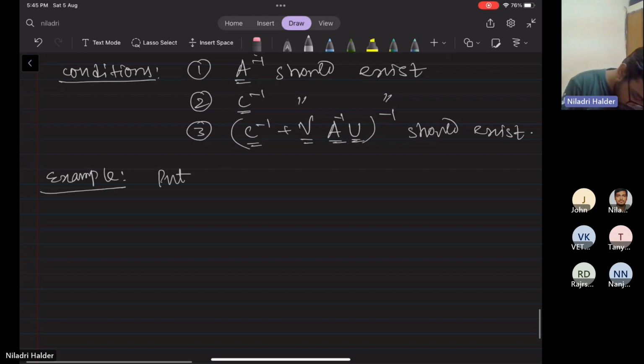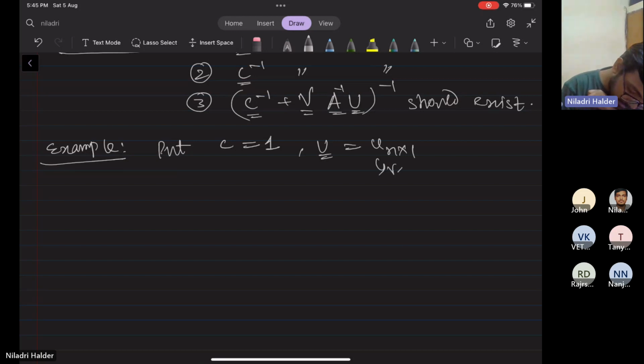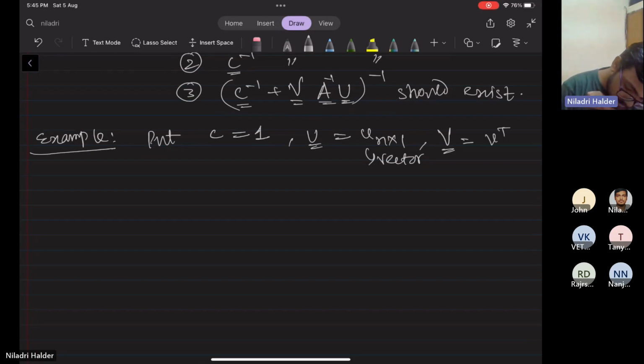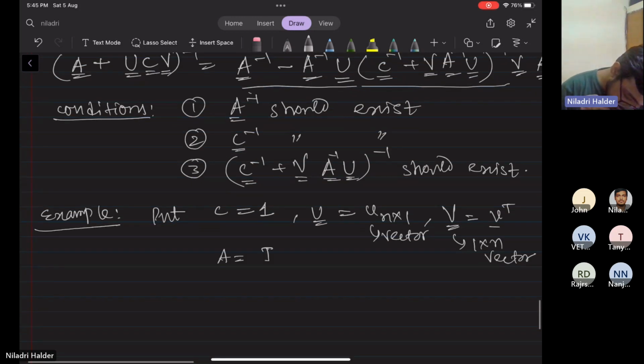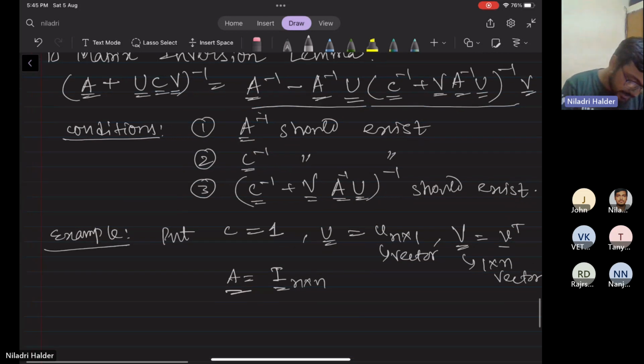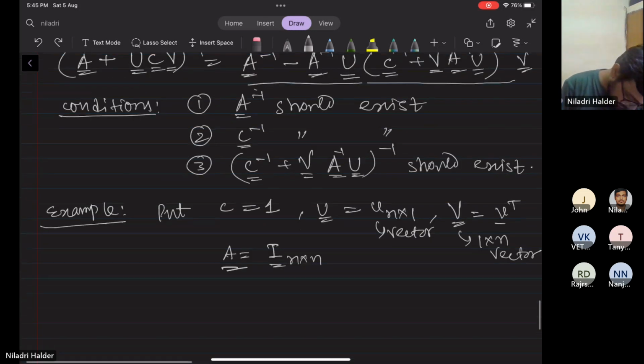So put C equals 1. C is a matrix, but let's take a scalar C equals 1, and U is some n cross 1 vector. V also is another vector, that is V transpose, so this becomes a 1 cross n vector. Now let's put A equals identity n cross n. Then put all these A, C, U, V in this equation, then you will find out that (I plus U V transpose) inverse equals.